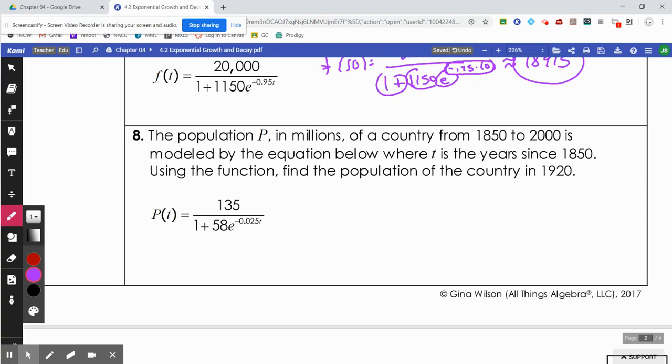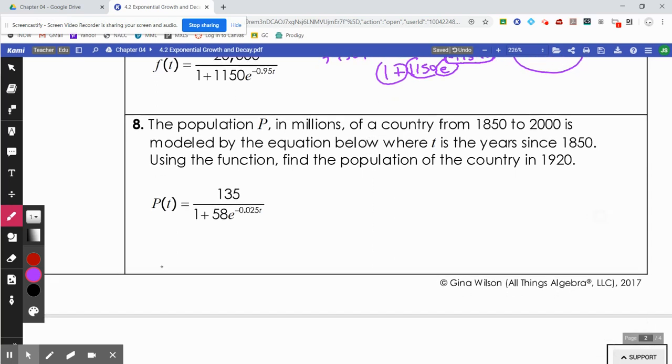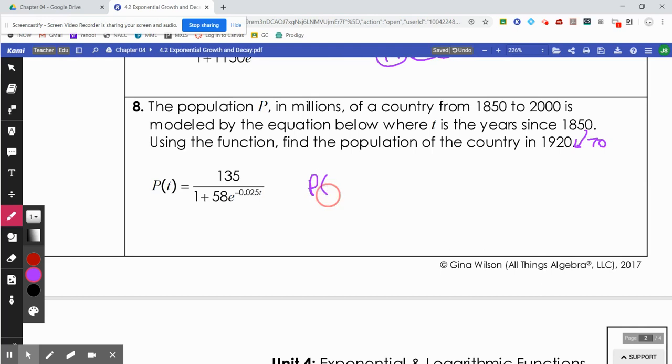The population P in millions of a country from 1850 to 2000 is modeled by the equation below, where T is the year since 1850. Use the formula to find the population in 1920. So from 1850 to 1920, that's 70 years. So we're looking for the population 70 years later. So we're simply taking out the T value and we're plugging in 70. Once you do that, and that is just typing it straight into your calculator, you're going to get about 12.19, and that's in million people.